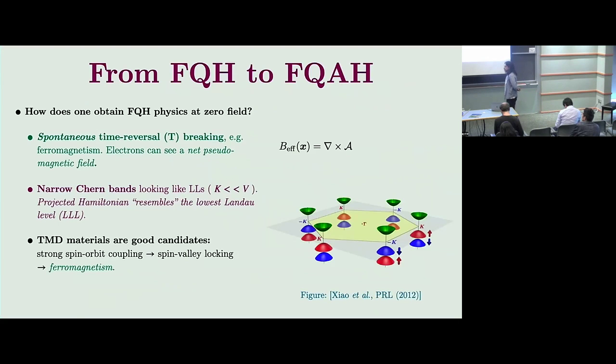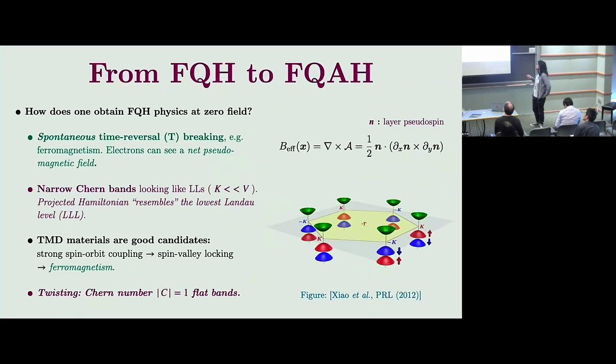TMD materials are nice candidates for this. They have strong spin orbit coupling, which locks spin to valley. And if you have spontaneous ferromagnetism, essentially you have all of your electrons running into a single valley. They also have this nice layer pseudospin structure when I twist, which was already discussed by a couple of the other speakers. And this can furnish an effective magnetic field by essentially winding on the resulting Moiré lattice when I twist. I'm not going to go into a huge amount of detail on this, but we can discuss offline if you want.